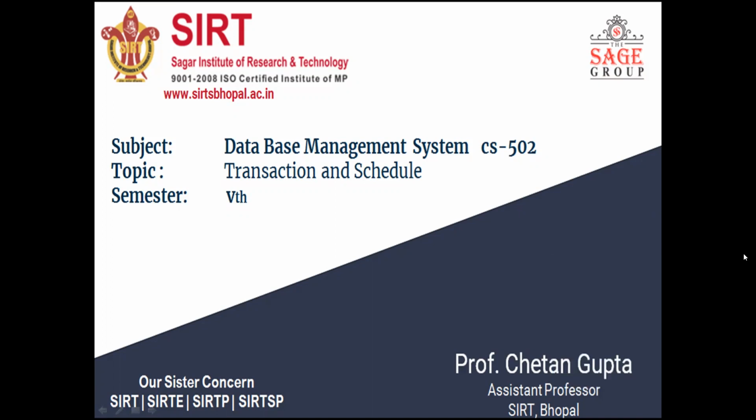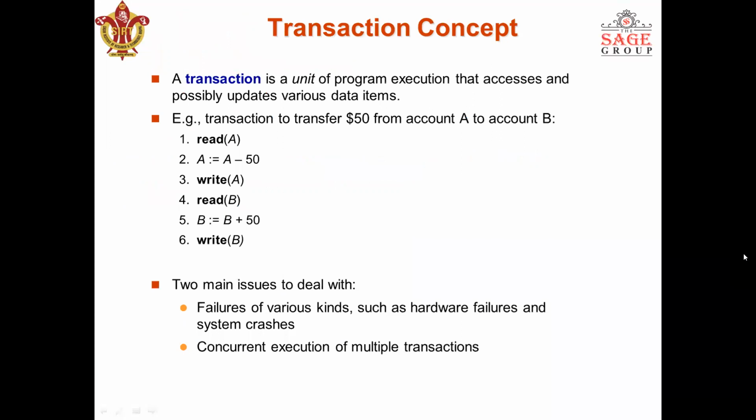So basically, a transaction is a unit of program execution that accesses and possibly updates various data items. A transaction is a collection of operations that can be combined into a single unit, or we can say that a transaction is a logical unit of work that must be either entirely completed or no operation is performed.